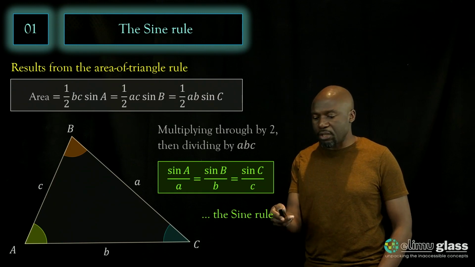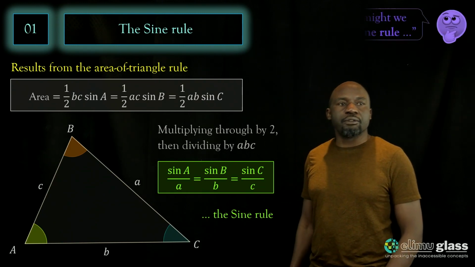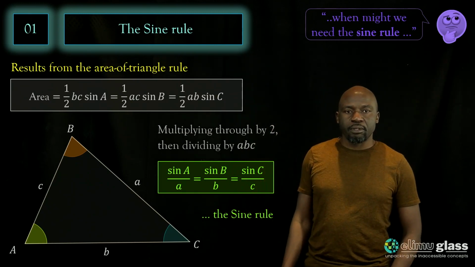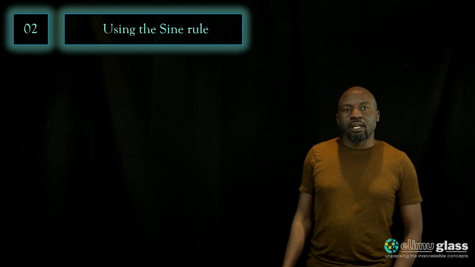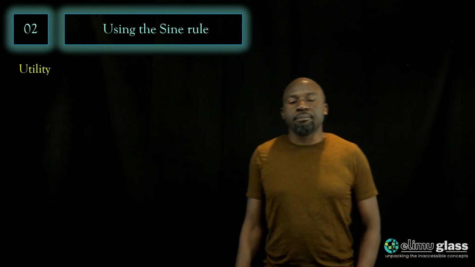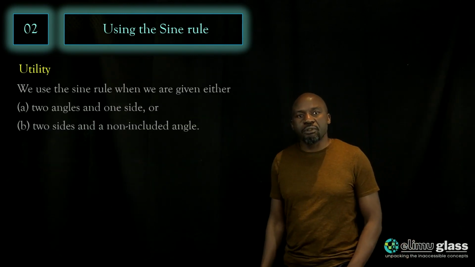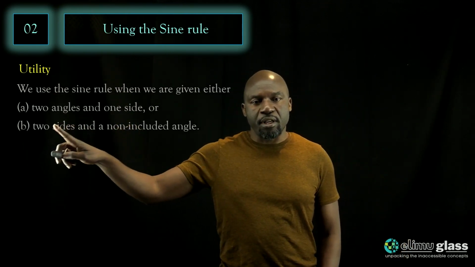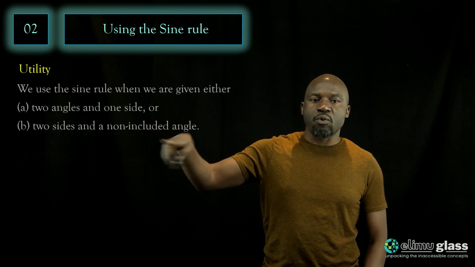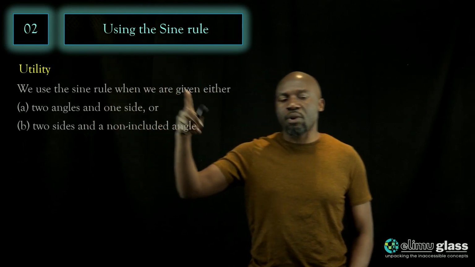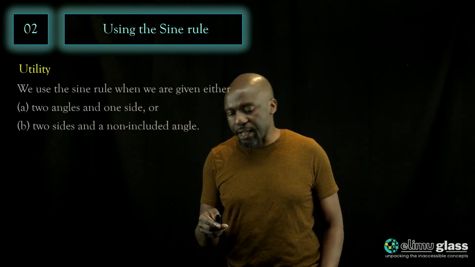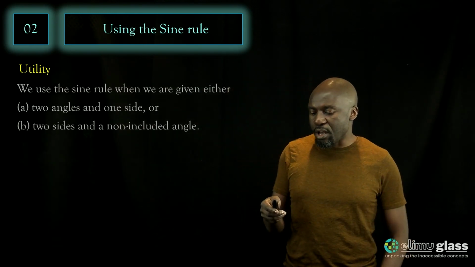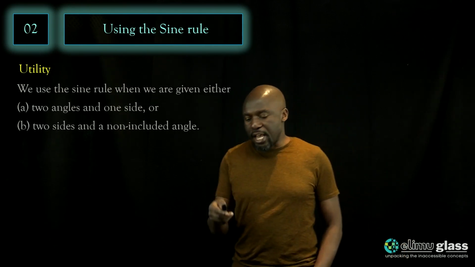So how do we make use of the sine rule? When do we need the sine rule? All right. We use the sine rule when we are given two angles and one side, and we are being asked to find the other angle, or the unknown sides. Or we know two sides, and we are being asked to find the other side or the other angles.